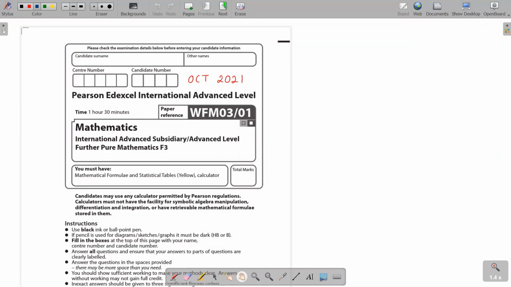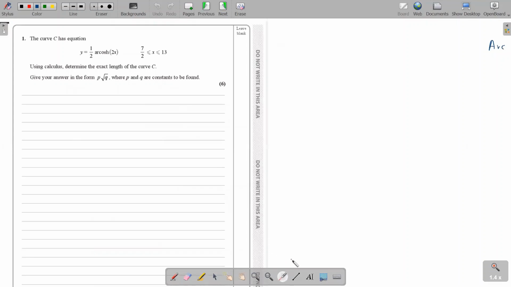Hi everyone. So today I will be discussing the October 2021 Further Pure Mathematics paper 3. Question number 1, they say the curve C has equation y equals half arccos 2x, and the x limits are from 7/2 to 13. Using calculus, determine the exact length of the curve C, giving your answer in the form p root q.